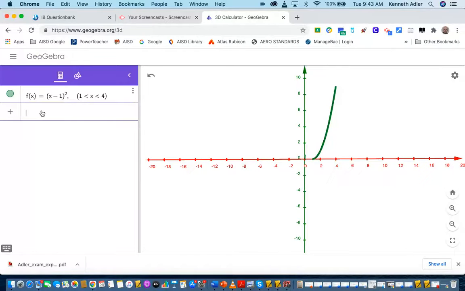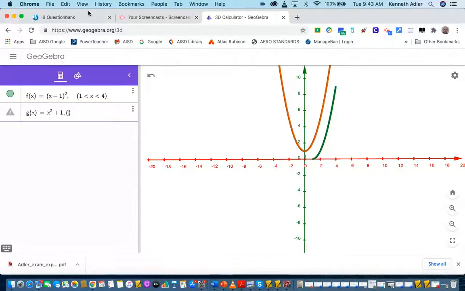Yes, 4 minus 1 squared is 9. Good. Now let's put the g of x in there. And so that's equal to, if you recall, x squared plus 1. That's the full parabola. I don't want the full parabola. So I want to start at 0.